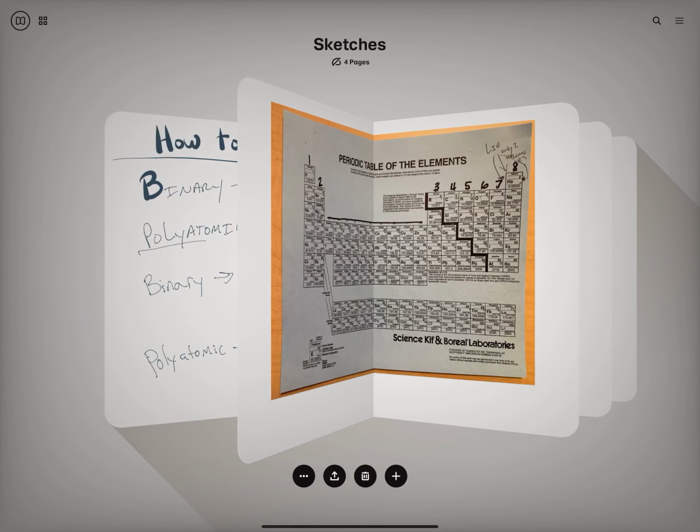So the periodic table of elements, if it's binary, the valence chart, if it's polyatomic, and this whole thing right here would just be called sodium acetate.